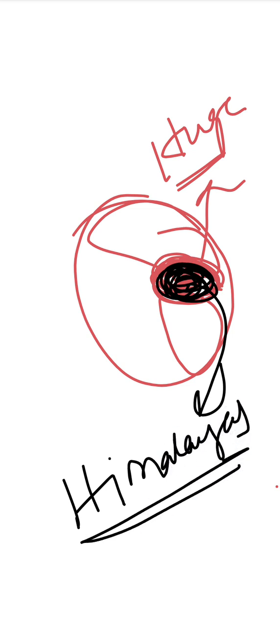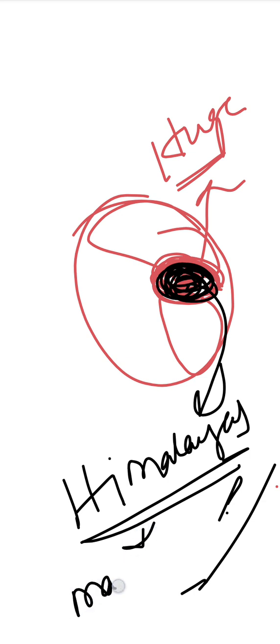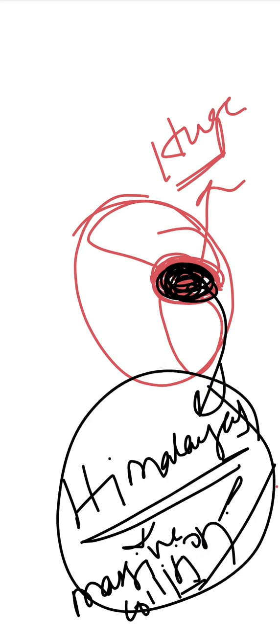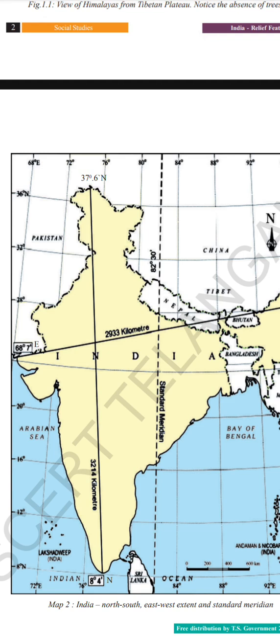So now you can find that the Himalayas are a formation of massive collision. So this is how our Indian landmass is formed.